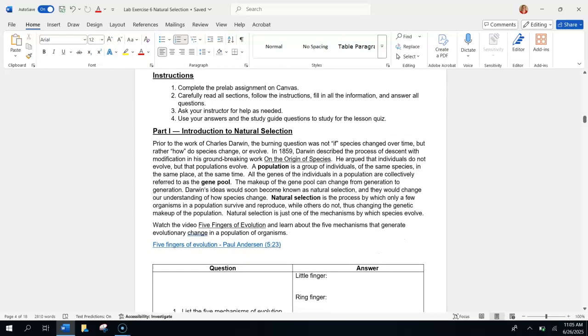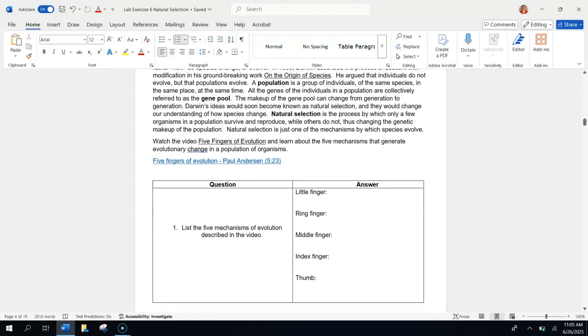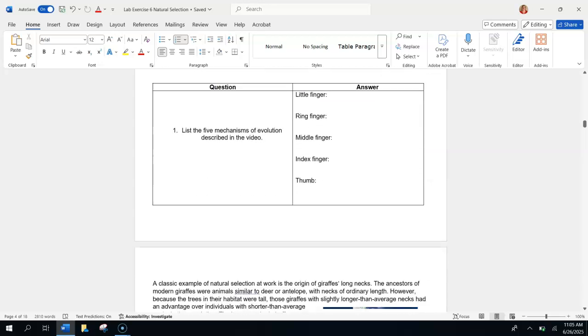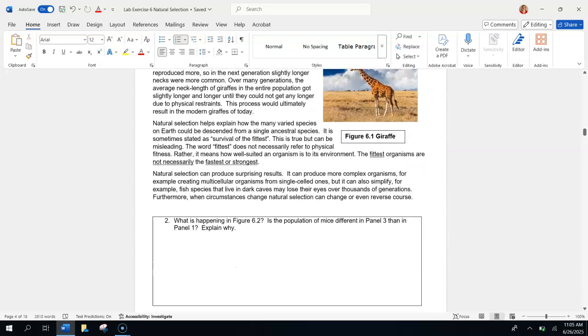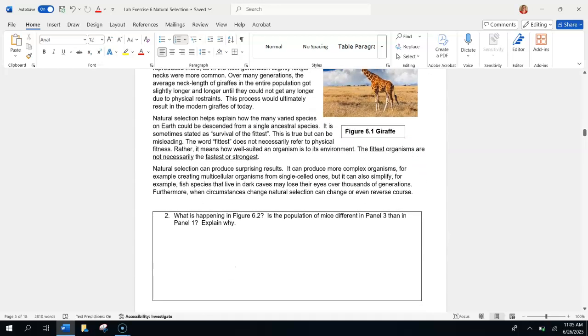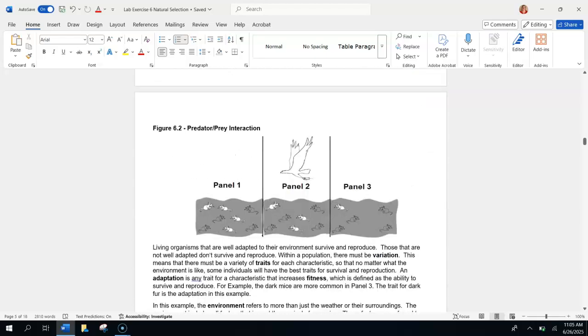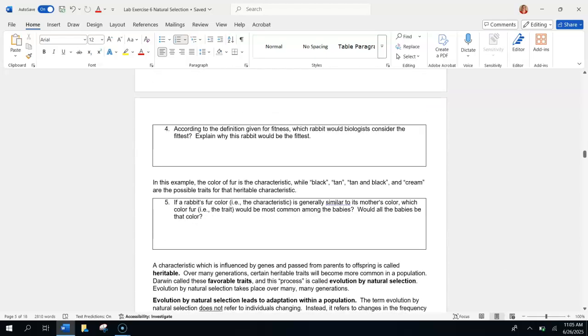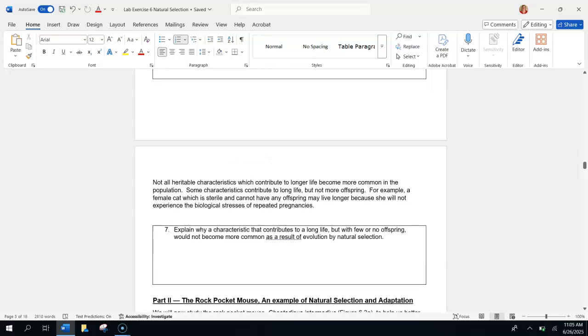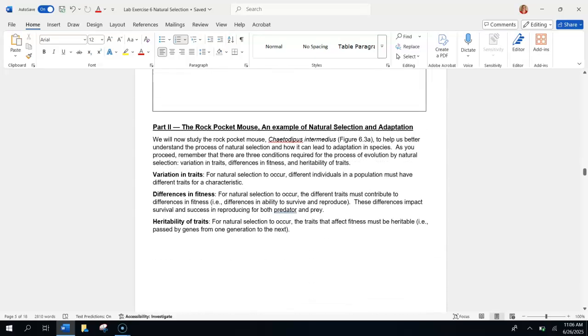You're going to have a variety of different vocabulary words that are bolded, things like population, gene pool, obviously natural selection. The first thing you're going to do is watch the video and answer the questions. Then you're going to read through all the information in the text and answer all of the questions. There are quite a few that you're going to read and answer, so I'm just going to skip through to get to the good stuff.